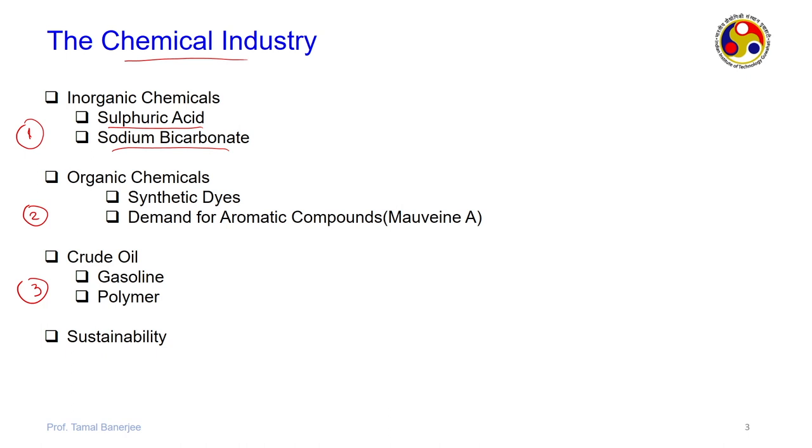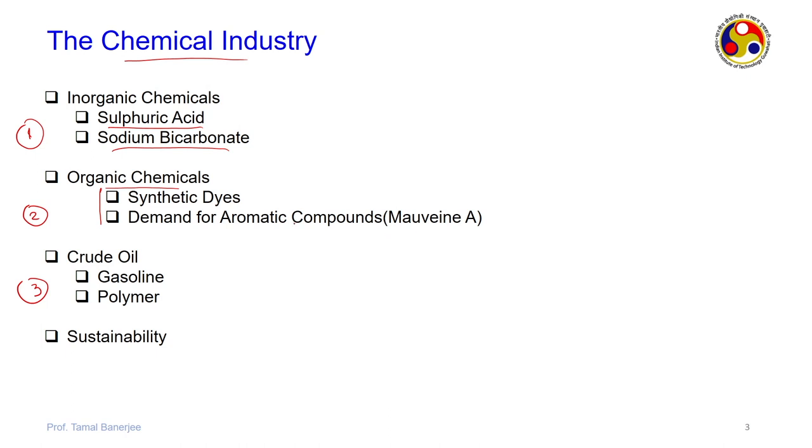So base chemicals, from there you convert something to intermediate, and from intermediate chemicals to specialized chemicals. For example, if inorganic chemicals consist of sulfuric acid and sodium bicarbonate, then organic chemicals are like this. This is the initial part when the discovery of the chemical industry was performed, let's say 100 years back. Then they started with the formulation of synthetic dye.